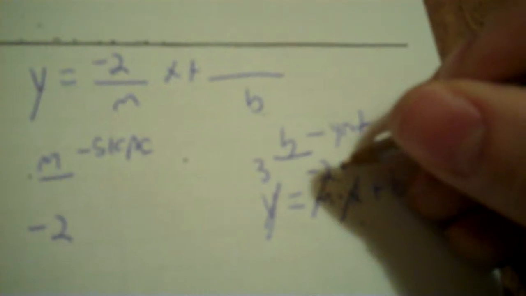So m is -2, and then y is 3, and x is -2. So plus, you write b, -2 times -2 is 4, and then you get rid of your plus 4 by subtracting 4. Okay, 3 minus 4 is -1, that equals your b, so there you have it.